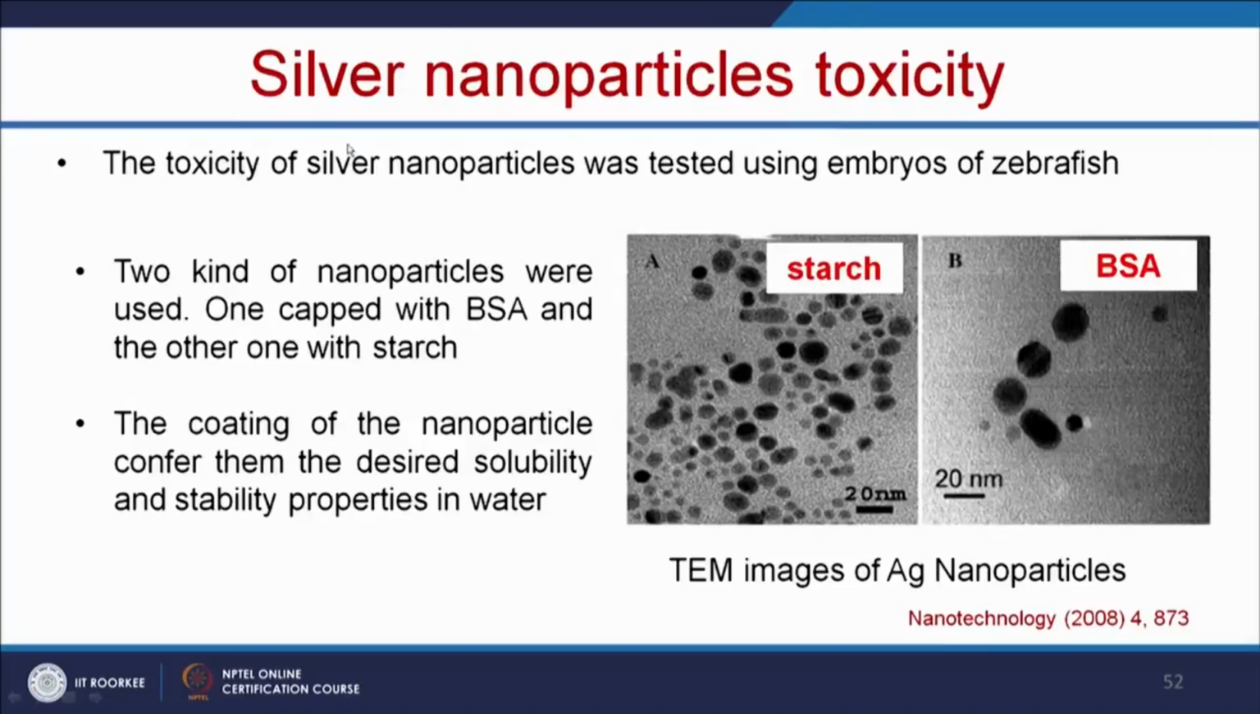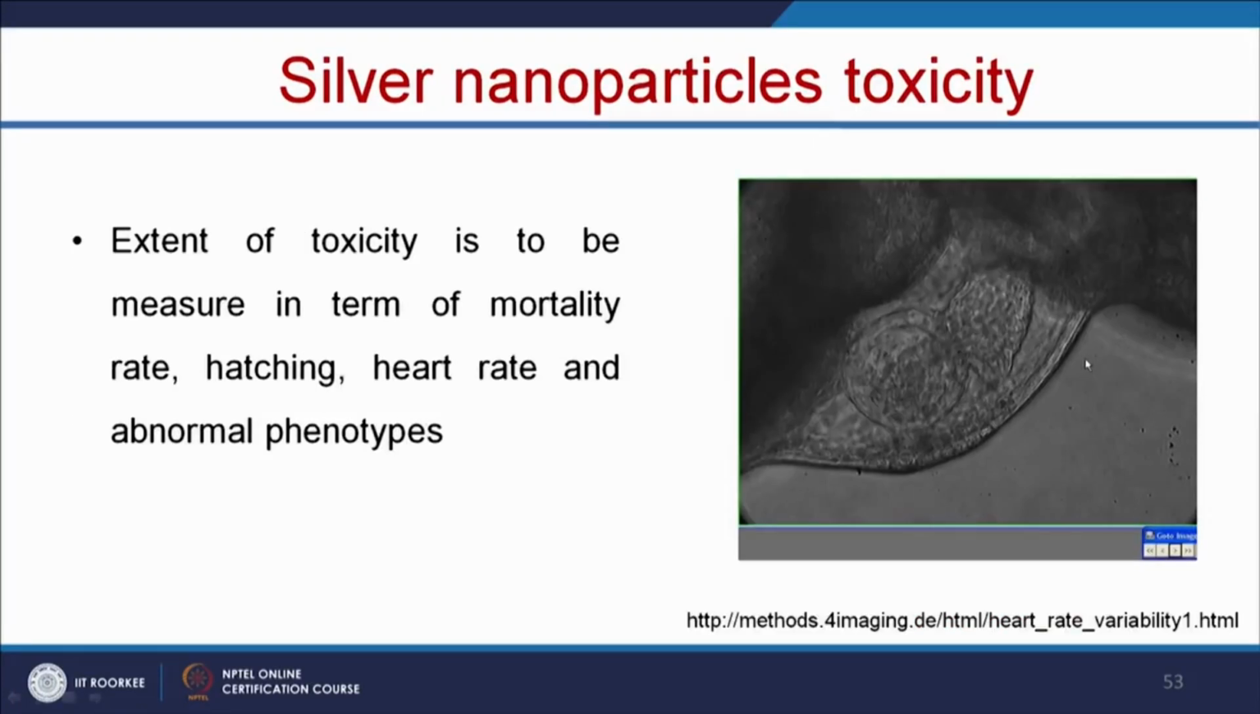So let us see some examples of how we can study the toxicity of cellular nanoparticles using these zebrafish embryos, okay. In this paper they have used 2 different kinds of nanoparticles, okay. One is starch coated cellular nanoparticles, one is BSA coated cellular nanoparticles, and we can study the toxicity of the nanomaterials in terms of mortality rate of zebrafish or hatching, as well as the heart rate and abnormal phenotypes, okay. So this is a zebrafish heart beating, okay. So we can measure the heart rate also, compared to the control, what is the heart rate in the treated zebrafish embryos.